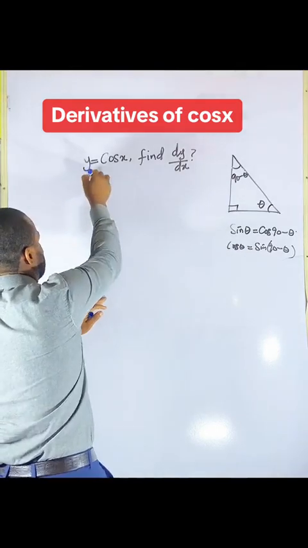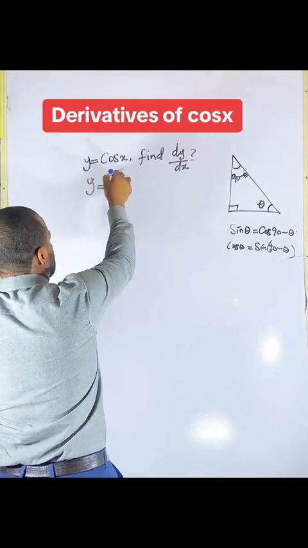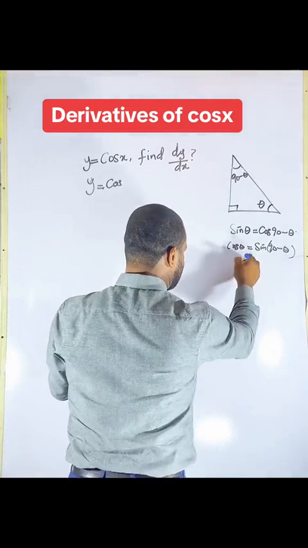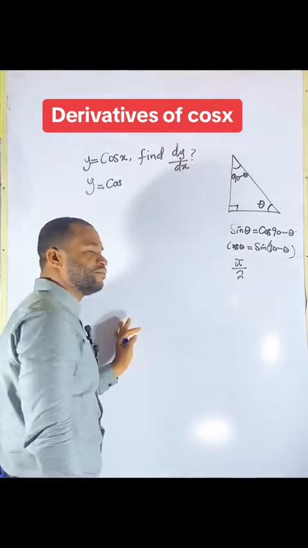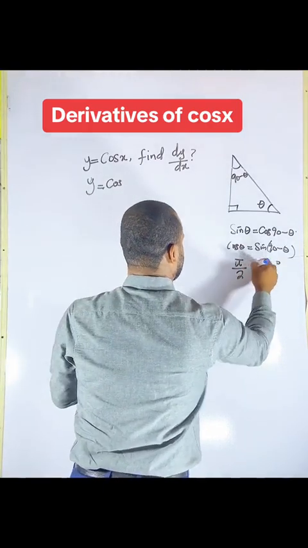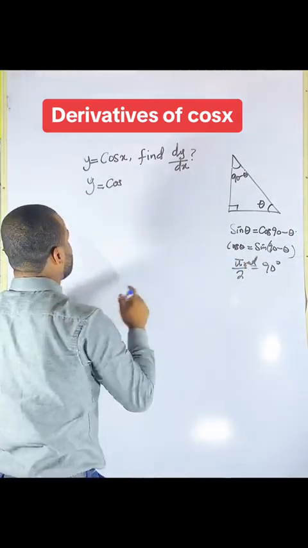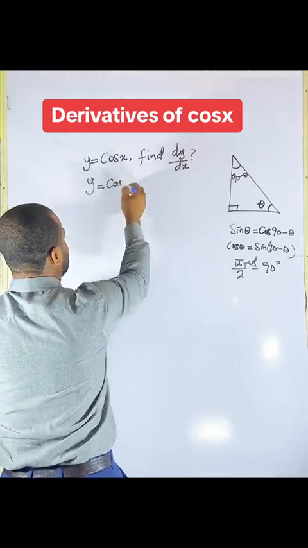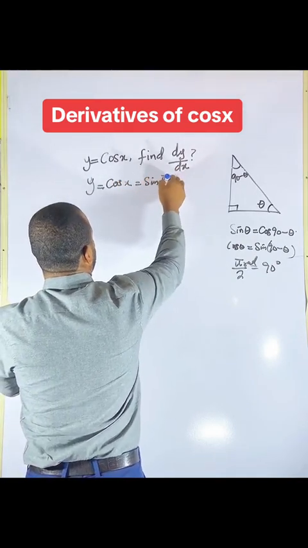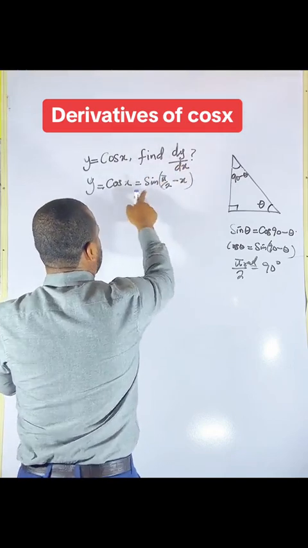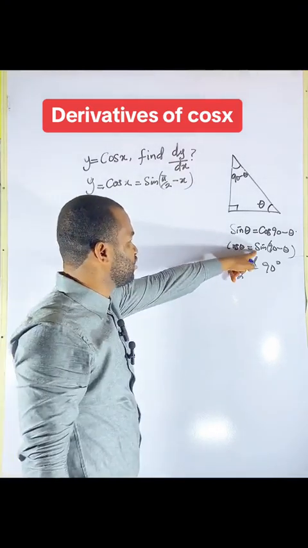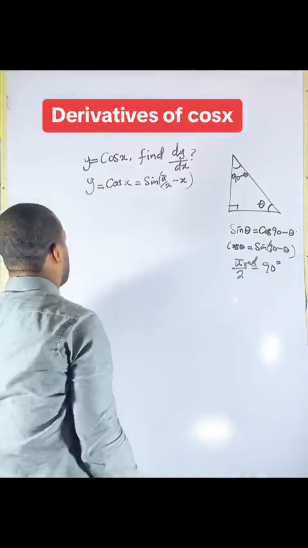What I'm going to do is say that y is equal to cos x. Remember, I'm not going to say 90 degrees. 90 degrees in my case is going to be pi over 2. This is going to be pi radians over 2. It's still the same as 90 degrees. So I'm going to say this is sine of pi over 2 minus x. Sine of pi over 2 minus x is the same as cos x, according to this principle. Now, what should I do?